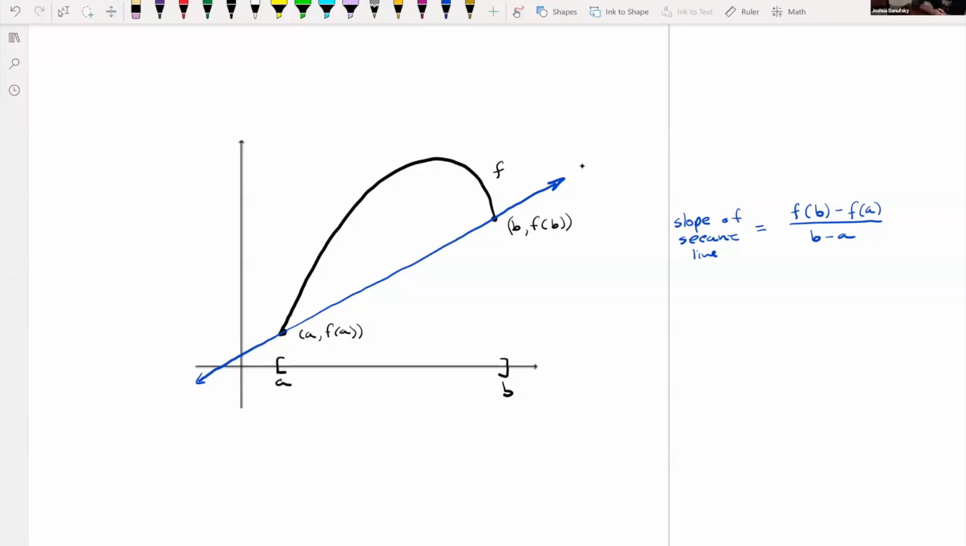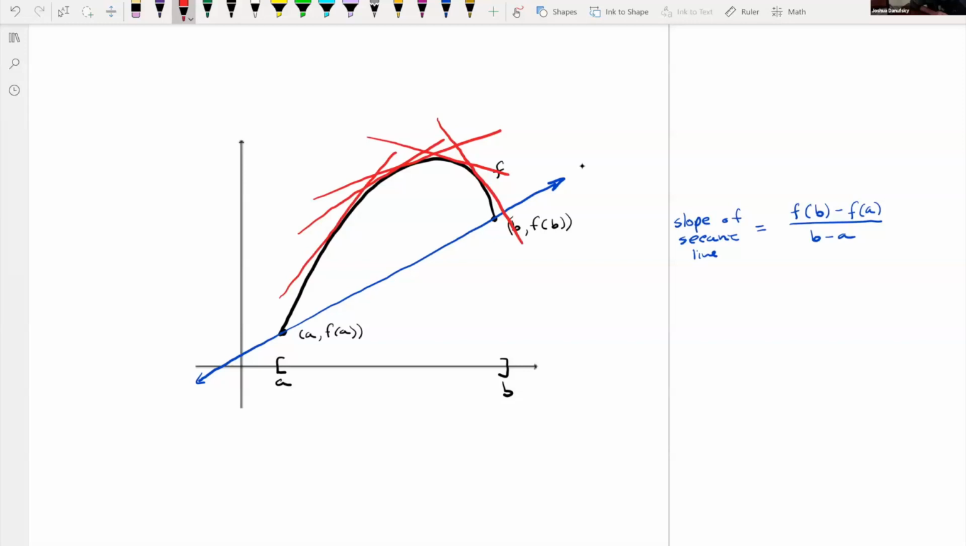Now, this is so much easier to show in person, but imagine all the different tangent lines between a and b. I'm going to draw a few of them, but then I'm going to erase them. So there's a tangent line, there's a tangent line, there's a tangent line. They all have different slopes, but one of them is special. And that's the one we're interested in. One of them is going to be parallel to the blue line.